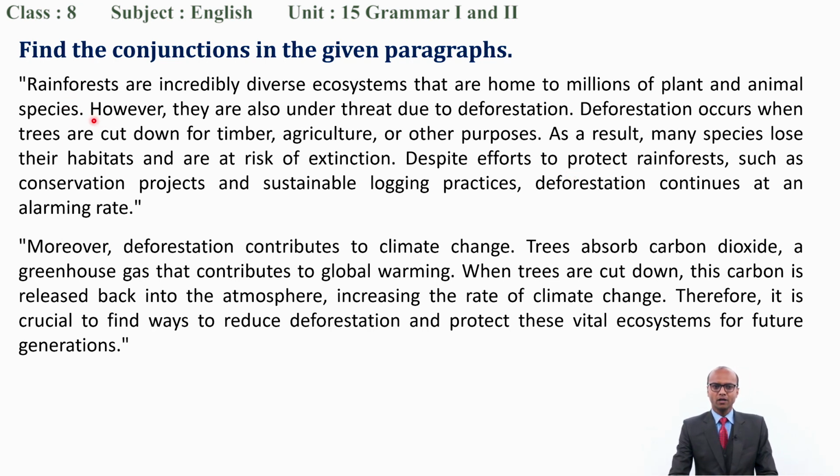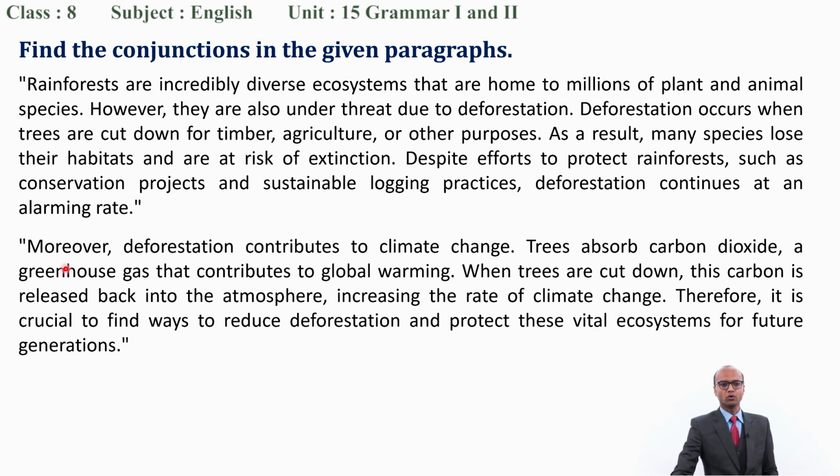Rainforests are incredibly diverse ecosystems that are home to millions of plant and animal species. However, they are also under threat due to deforestation. Deforestation occurs when trees are cut down for timber, agriculture, or other purposes. As a result, many species lose their habitats and are at risk of extinction. Despite efforts to protect rainforests, such as conservation projects and sustainable logging practices, deforestation continues at an alarming rate.